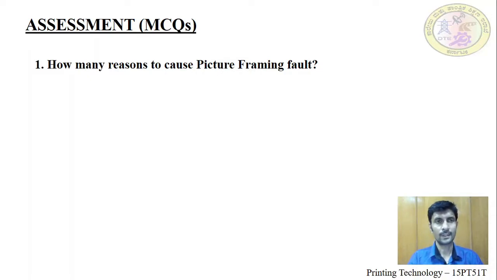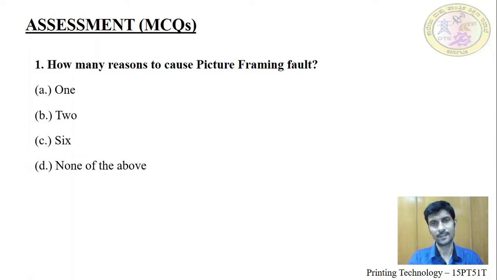The first question: how many reasons to call the picture framing fault? The options are 1, 2, 6 and none of the above. To answer this question, the clue is: normally the picture framing faults occur due to improper plate exposure or leakage on the rollers due to contaminations that occur in the ink duct or fountain. Now you have the answer.